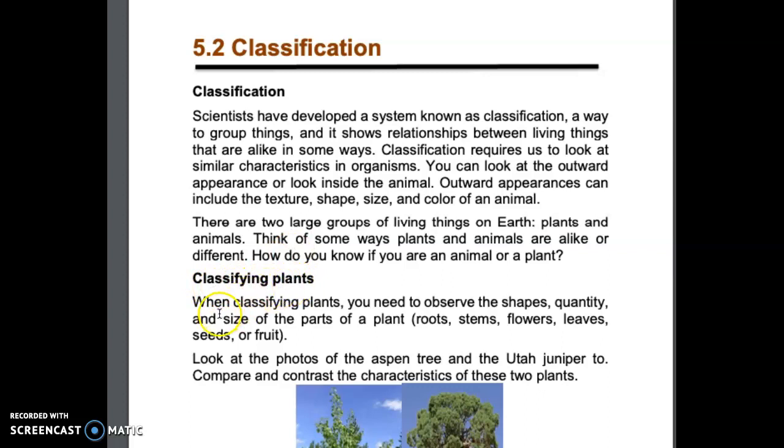Classifying plants. When classifying plants, you need to observe the shapes, quantity, and size of the parts of a plant: roots, stems, flowers, leaves, seeds, or fruit. Look at the photos of the aspen tree and the Utah juniper to compare and contrast the characteristics of these two plants.